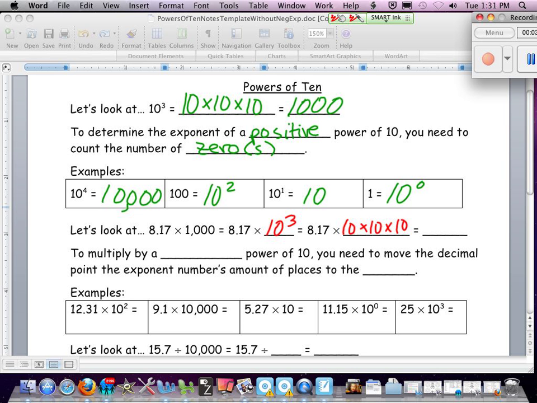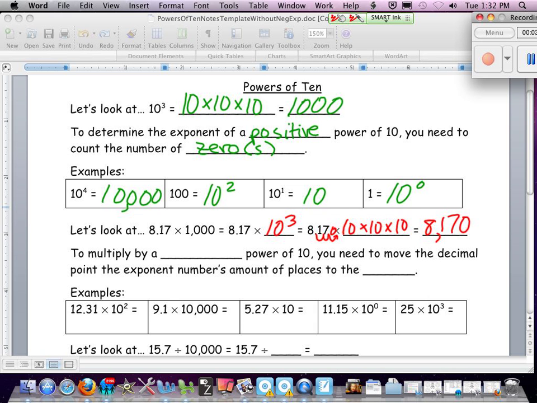But the shortcut trick is to move the decimal point itself. So times 10, times another 10, times another 10. So what ends up happening is we have to put a placekeeper 0 here, and it becomes 8170, which we read as 8,170. The comma is optional for a 4-digit number. So you could put the comma in there, but it's not required.